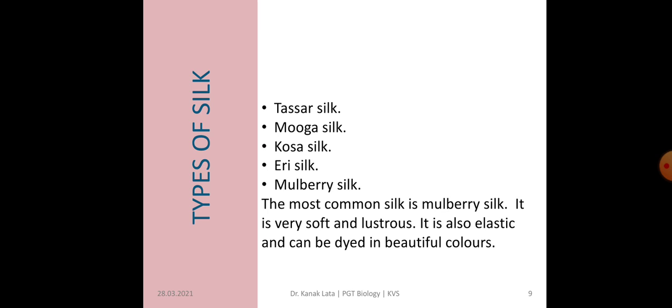Now let us see what are the different types of silk. There are different types of silk. First is the tussar silk, muga silk, kosa silk, iri silk, mulberry silk. But the most common silk is the mulberry silk.